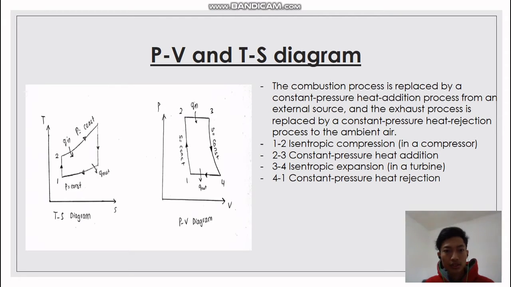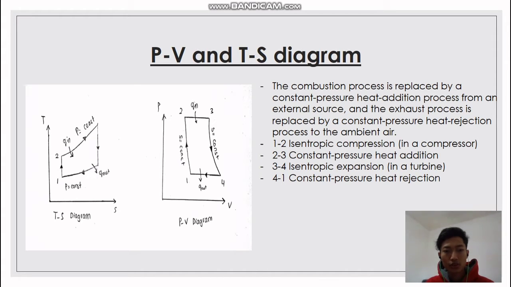So this is the gas power plant PV and TS diagram. So as you can see, this is the shape of the diagram. The combustion process is replaced by a constant pressure heat addition process from an external source, and the exhaust process is replaced by a constant pressure heat rejection process to the ambient air.